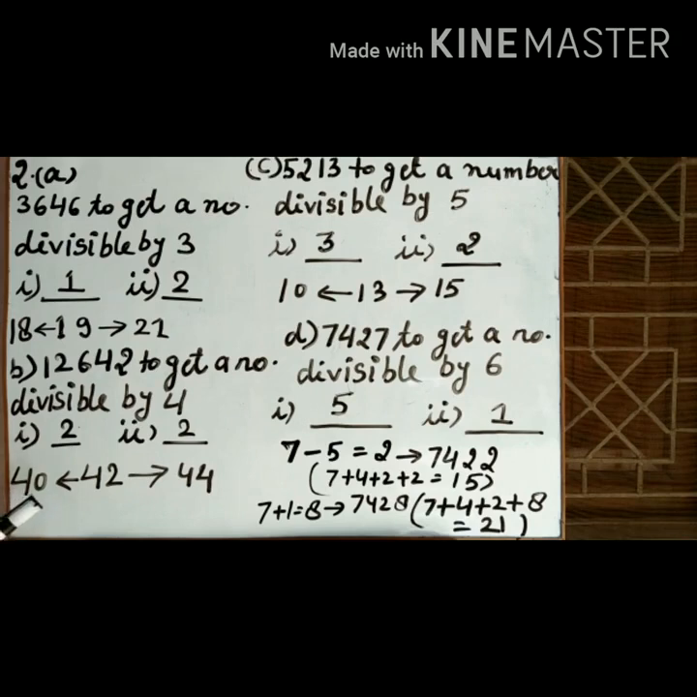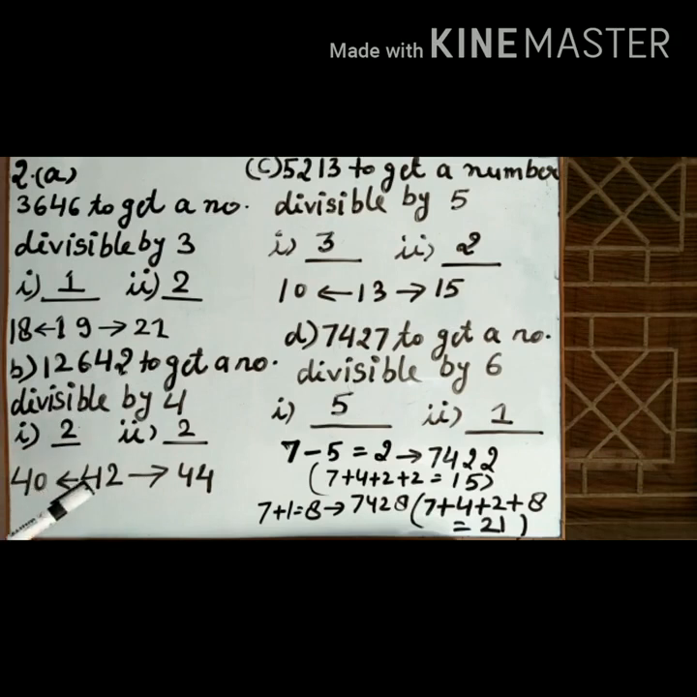Now, what will we subtract from 42 to get 40? That is 2. When we subtract 2 from 42, then we get 40 which is divisible by 4. So, 2 is the smallest number which should be subtracted from this number to get a number divisible by 4.